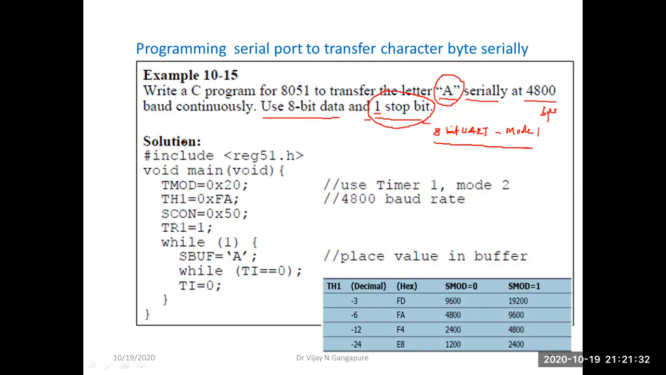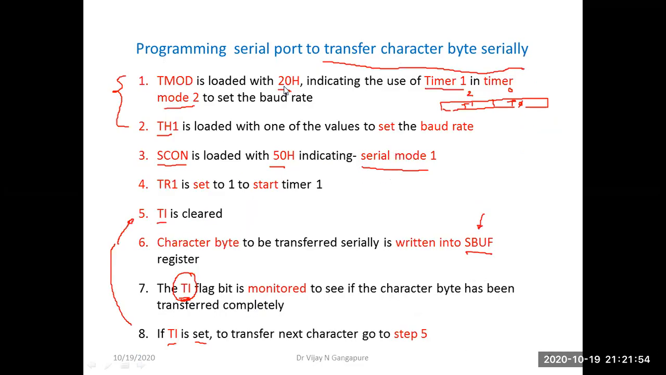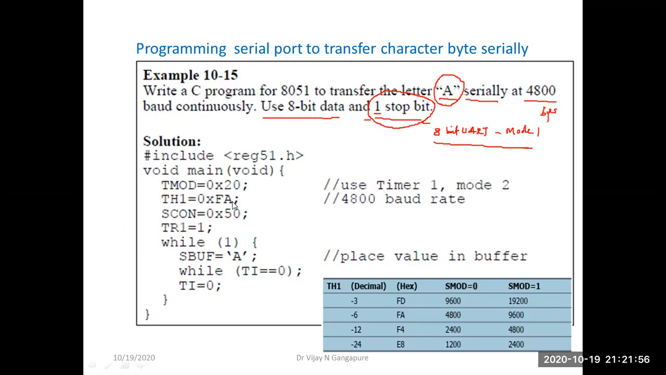Okay, so see the program. #include <reg51.h>, void main(void). So this is the main program. This is the opening brace and this is the closing brace within which the program is there in this main function. Okay, so TMOD is equal to 0x20. So according to the first step, we are loading 20 into TMOD. That will configure timer 1 in mode 2, that is 8-bit auto reload, as per the requirement.